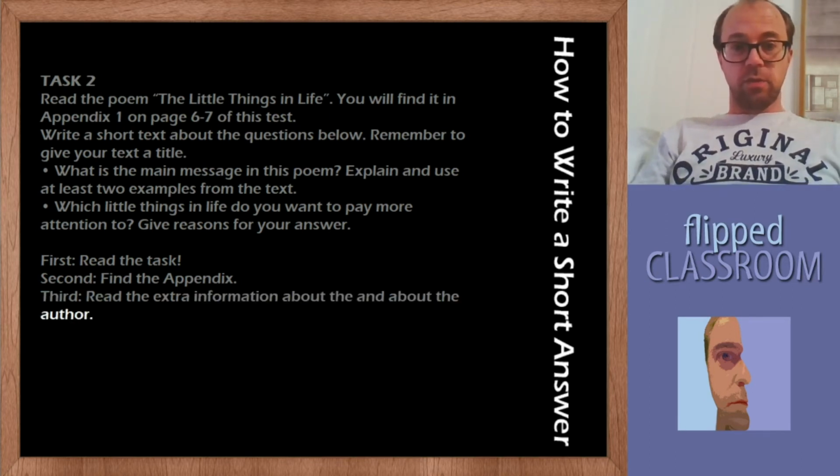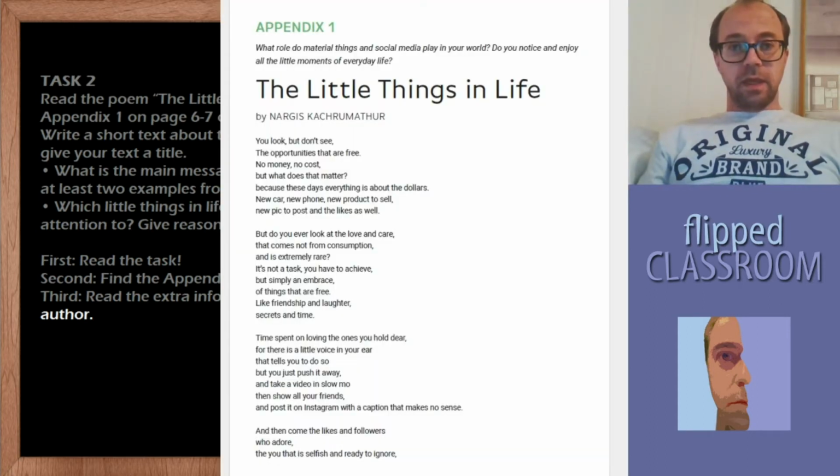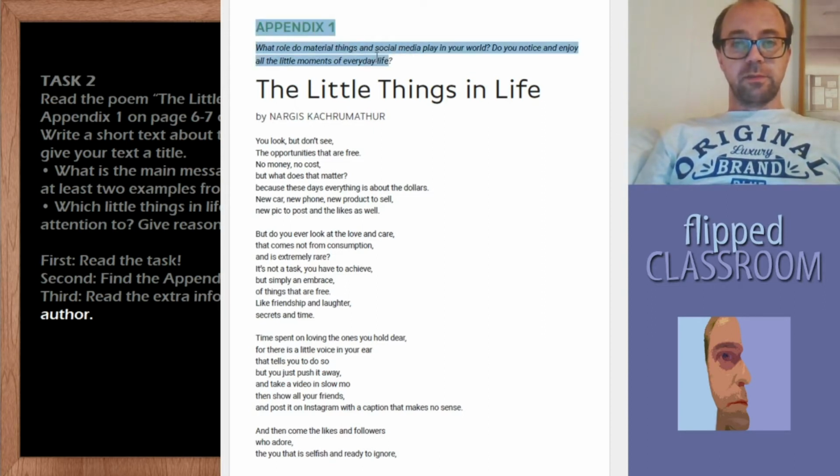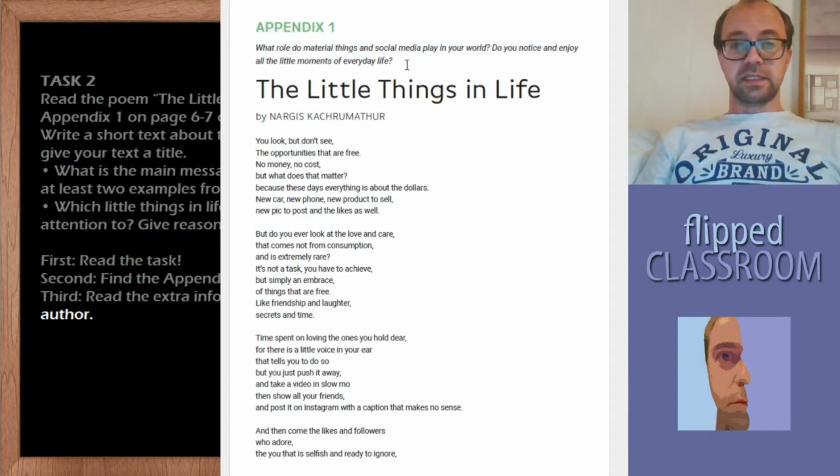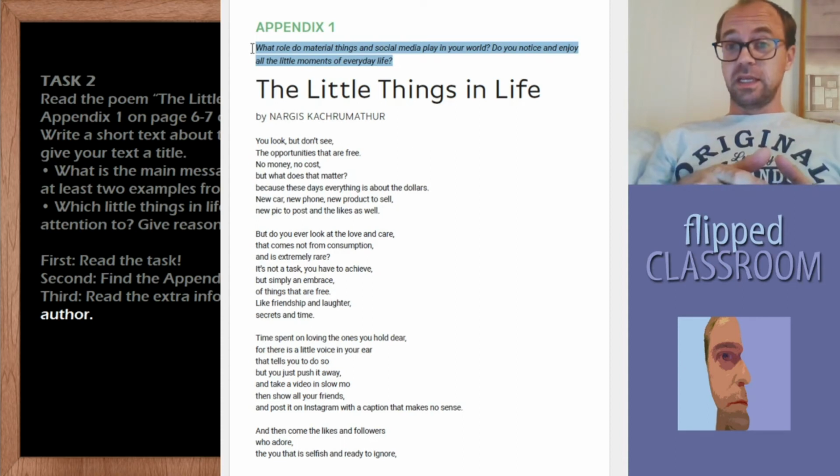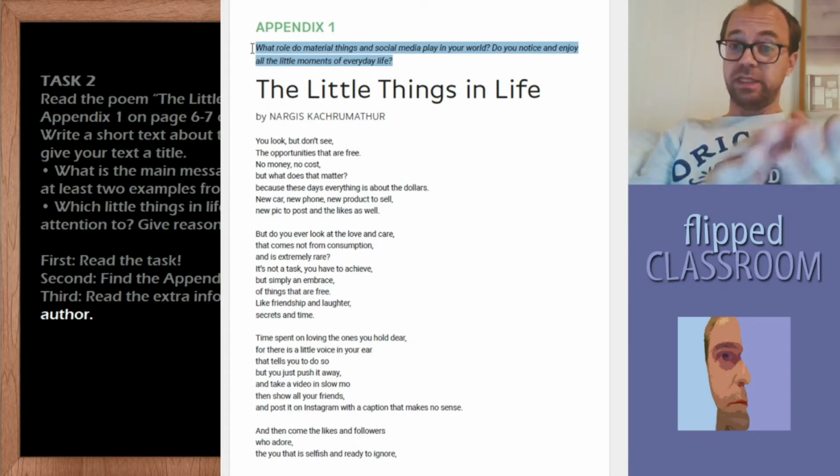So where do I find this? Let's look at this again. First of all, you can see here at the very top it says Appendix 1, and then you have some text in italics. What role do material things and social media play in your world? Do you notice and enjoy all the little moments of everyday life? So here is a hint. This text in italics is not a part of the text. It is actually a kind of help, because it tells me what this text is about.